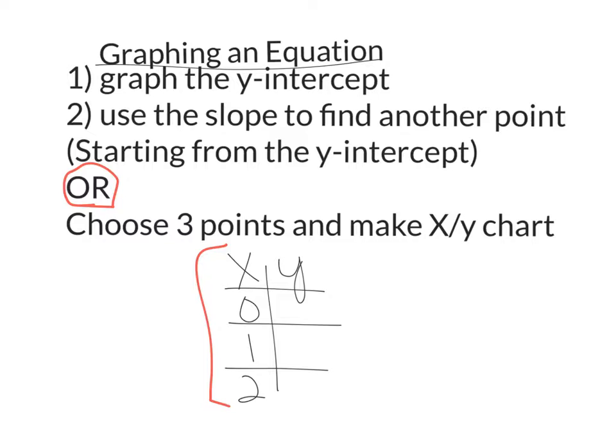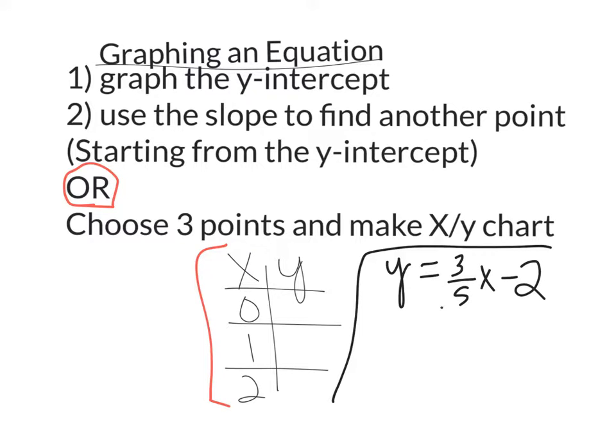In a case where you did have a fraction coefficient, so let's say, for example, our equation was y equals 3/5 x minus 2. If you get in a situation like that, I always like putting a 0 in for x. Put in a 0 because, you know, a number times 0 is always 0.